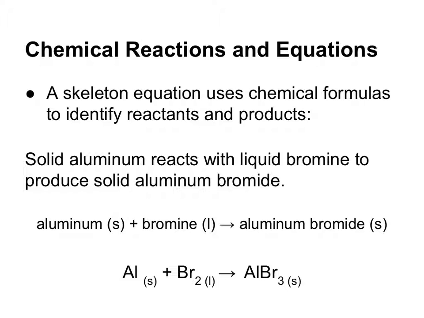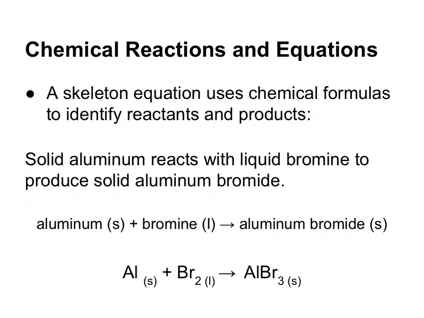Okay, a skeleton equation, which is what's down at the bottom. When we're doing balancing chemical equations and things like that, most of the time you're going to be given a skeleton equation, and that just means it's got all the formulas, all the symbols for solid, liquids, or gases, the plus signs, the arrows. The only thing that's missing, which is what we're going to talk about next, is that this equation at the bottom is not balanced. We'll talk about that in a second.